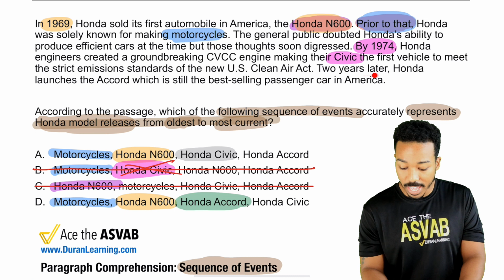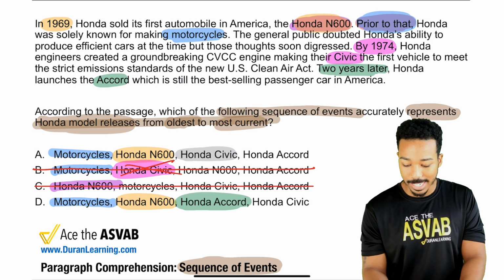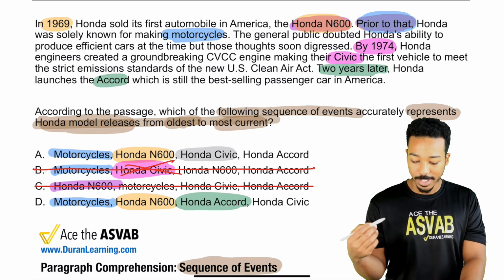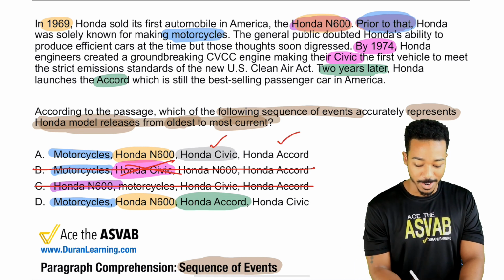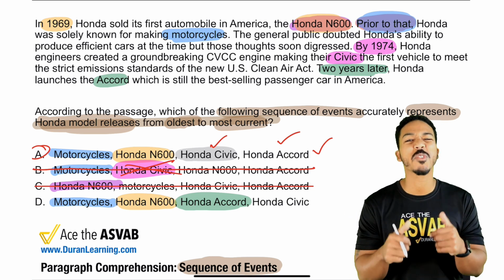Then 2 years later, Honda launches the Accord. So it says 1974, that's the Civic. 2 years later, the Accord. So it's the Civic first and then the Accord. Civic first, then the Accord. Answer A is the answer. There are no doubts about it, and we're all good.